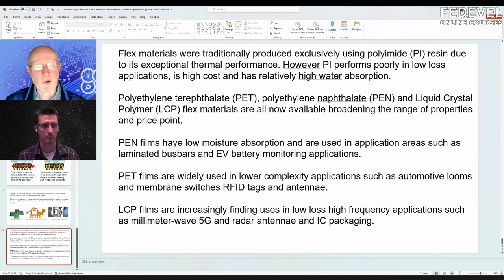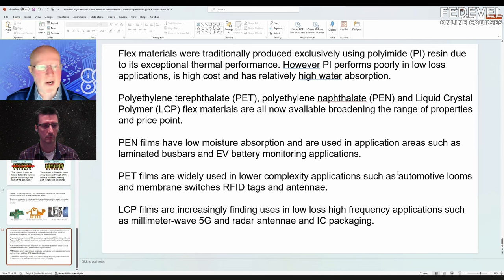PEN films have generally low moisture absorption, and we're seeing these in laminated bus bars, which are being pretty heavily used now in EV battery applications for monitoring, also for connectors for the batteries. This again is a big area, high current, and flexible, because these have to fit into the space available within an automobile. And PET film is widely used again for these generally low complexity applications. We're not talking about high reliability here necessarily, or leading edge technologies.